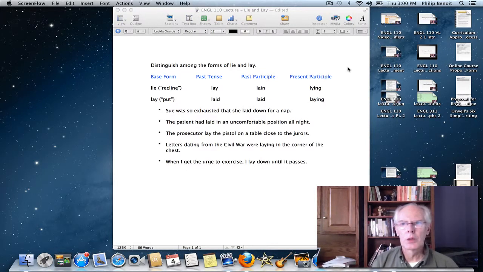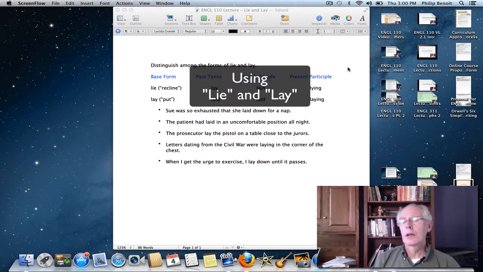Here we are in the warm lighting with the books in the background, the perfect setting to talk about the proper use, the correct use of the two words that cause us so much trouble in our writing and in our speaking in English, lie and lay. There are reasons it's confusing.